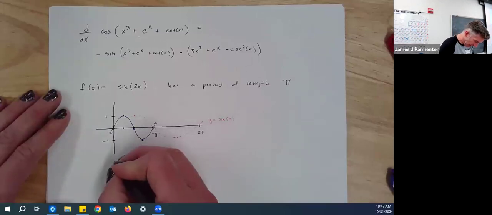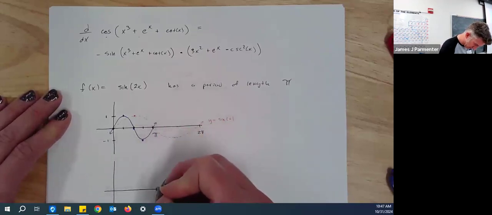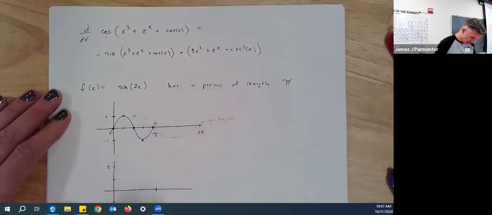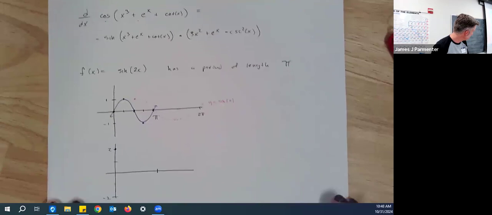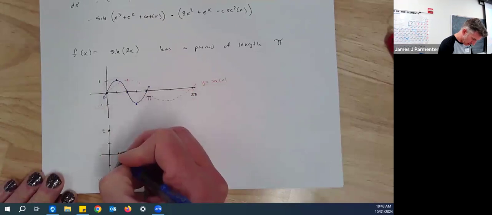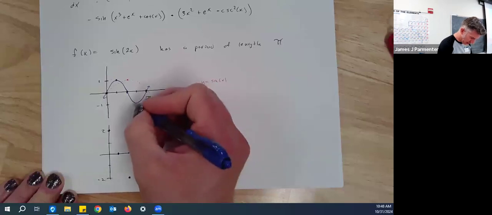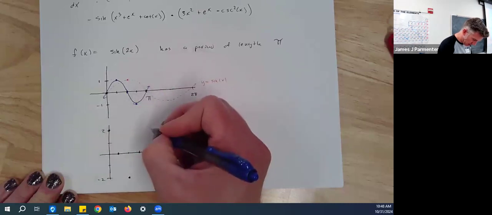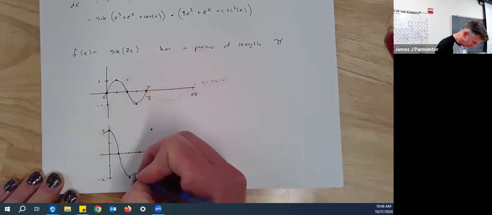So if I start trying to graph the derivative, I know that right here at the beginning, my slope is going to be +2. And then at the next point here, pi over 4, the slope is going to be 0. The next point here at pi over 2, the slope is going to be -2. The next point here at 3 pi over 4, the slope is going to be 0. And back here at pi, the slope is going to be +2 again. So it kind of looks like I took my cosine function and stretched it out vertically.